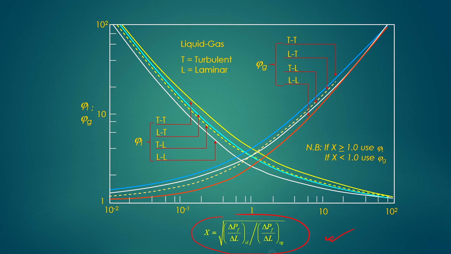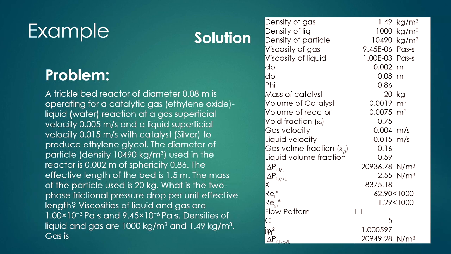In this case, you will see this profile here of phi L and phi G, and how they are related to the two phase Lockhart-Martinelli parameter. Here, for different flow conditions, turbulent-turbulent, laminar-turbulent, turbulent-laminar and laminar-laminar, you can get different values from this graph. Similarly, for the liquid multiplier, you can have this profile exponentially decreasing with respect to the Lockhart-Martinelli parameter. Let us do an example based on this theory.